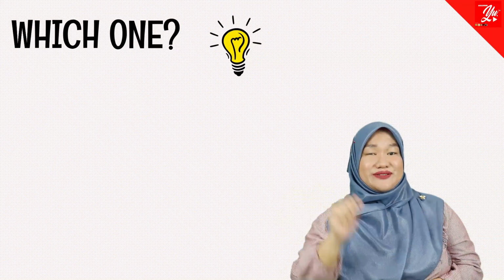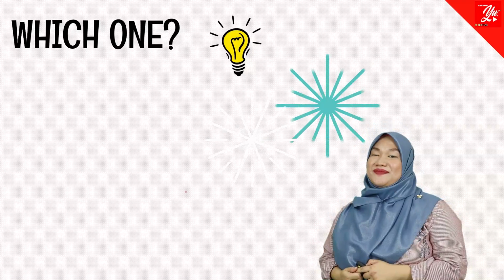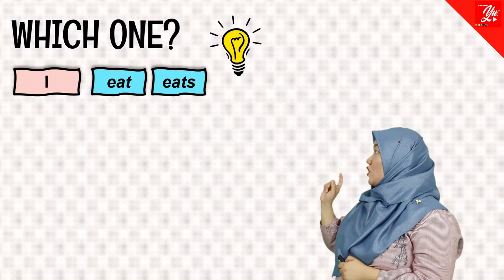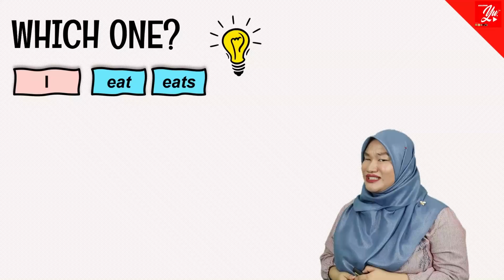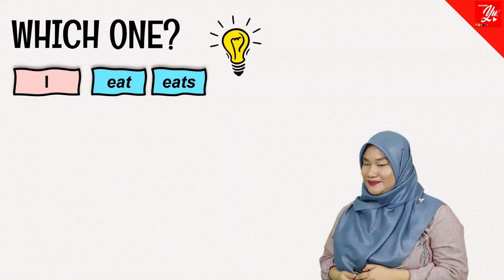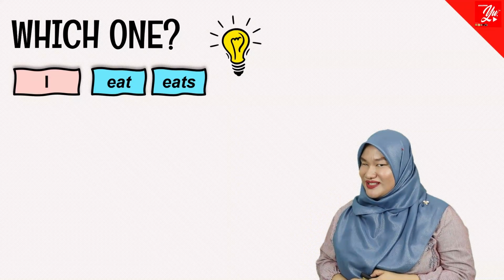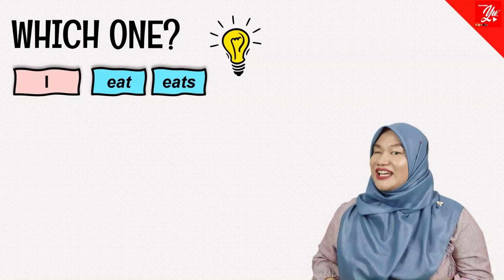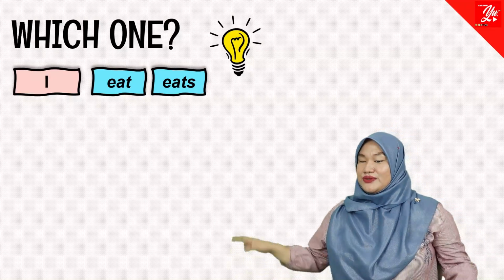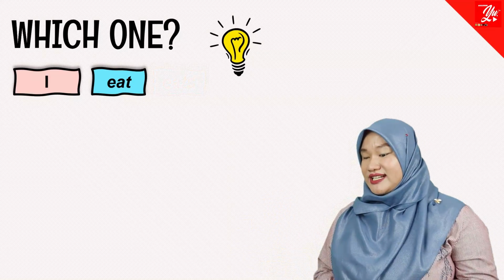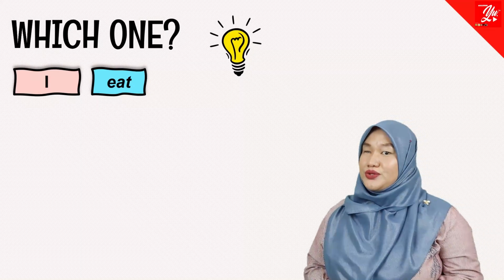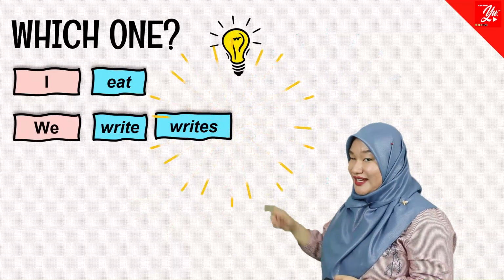Some simple quiz. Which one is correct? The first one. I eat or I eats? Which one do you think? I is only one person. But remember, I is special. So the right one is I eat. We use plural verb with I.